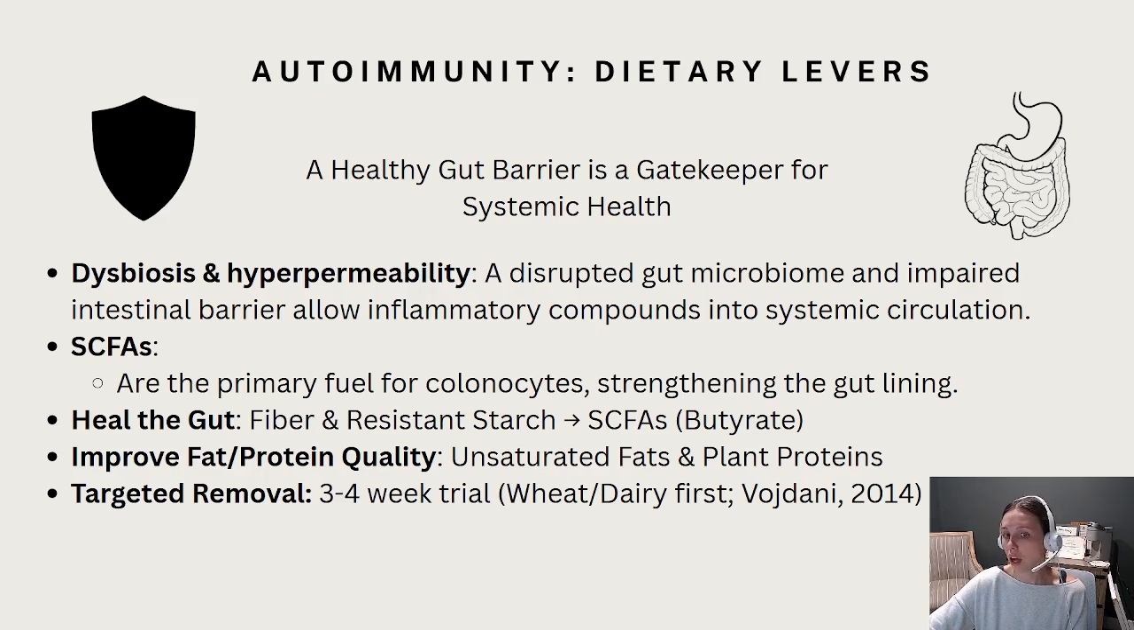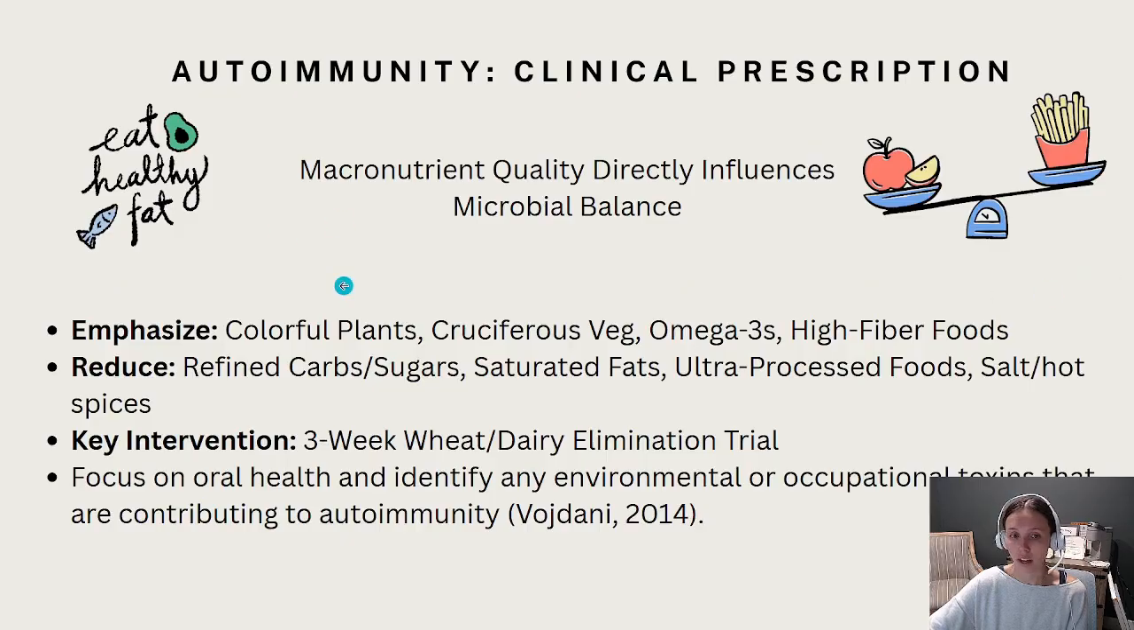And then third, we implement a targeted removal strategy. So based on the work of Vojdani, we start with a 3 to 4 week trial elimination of wheat and dairy, because these are the highest yield mimics. And the rationale is that IgG half-life is about 21 to 23 days, so this period clears the antibodies, and then we will strategically reintroduce these foods after that 3 week period.